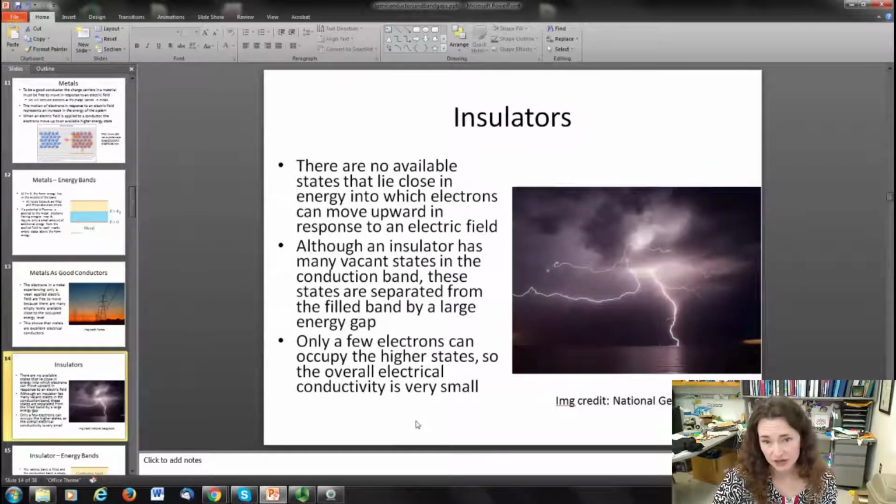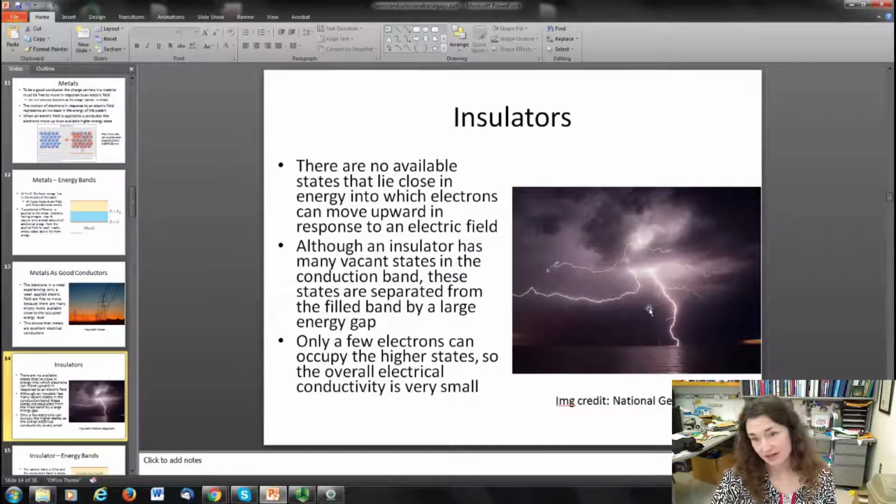However, in insulators, there are no available states that lie close in energy into which these electrons can move upward in response to an electric field so that they can move around. So although insulators do have many vacant states in the conduction band, these states are separated from the filled band by a very large energy gap, say 10 electron volts or more, and only a few electron states can occupy the higher states, so the overall electrical conductivity is very small.